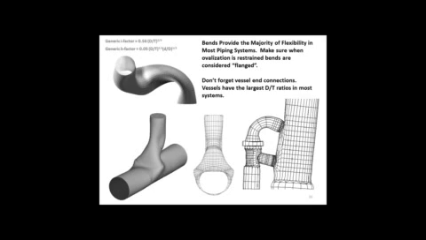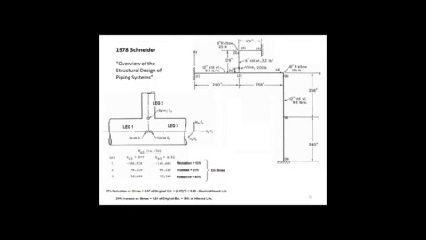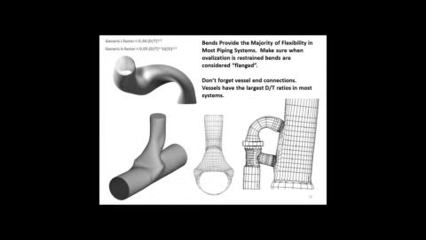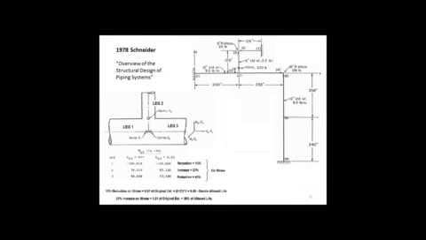Getting the bends wrong in a piping system will affect the load distribution in the piping system more than getting the K factors wrong for branch connections. Also, on the right, we don't want to miss or forget the fact that vessel connections can provide a significant amount of the flexibility because they generally have the largest D over T ratios in the piping system.